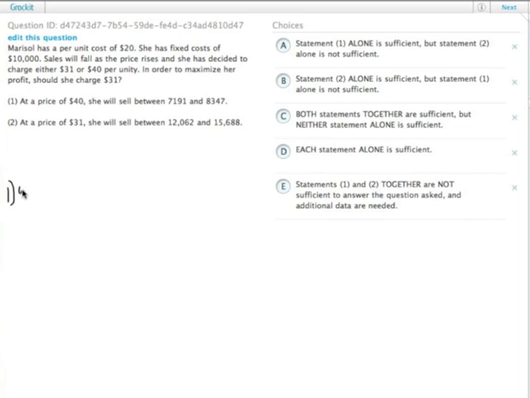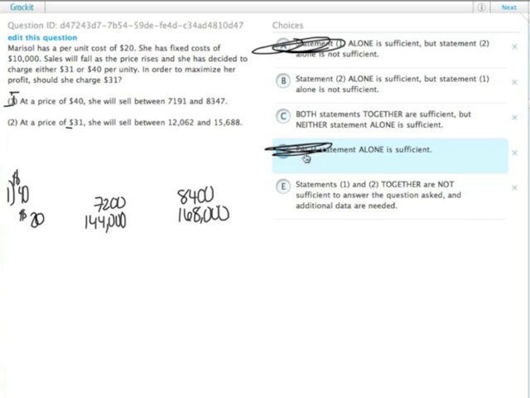So statement 1, the $40 one: at a price of $40, she sells these ranges of numbers. So $40 per unit with a per unit cost of $20 is a profit of $20 per unit. And let's just round these numbers to figure out what it's going to be. She'll sell anywhere from 7,200 to say 8,400, and at $20 per unit, this will be between $144,000 and $168,000. We don't have the information about the $31 price point though, so there's no way this could be sufficient. It's not A or D.